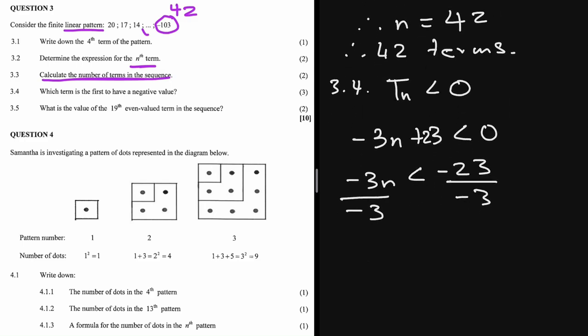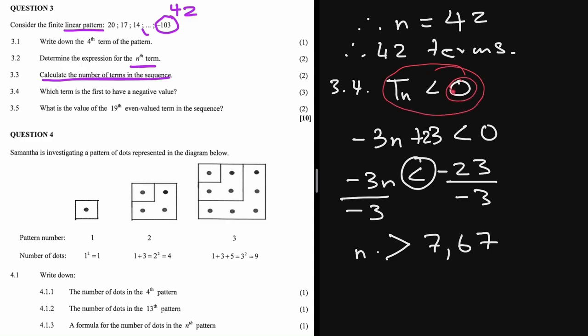But every time you divide an inequality by negative 3, the sign is going to change. If it was looking this way, it is going to look that way. So now we're going to have 23 divided by 3, which is the same thing as 7.67. So all the positions of n greater than 7.67 are going to have negative values, because we are looking for the values that are less than 0, and a value less than 0 is a negative value.